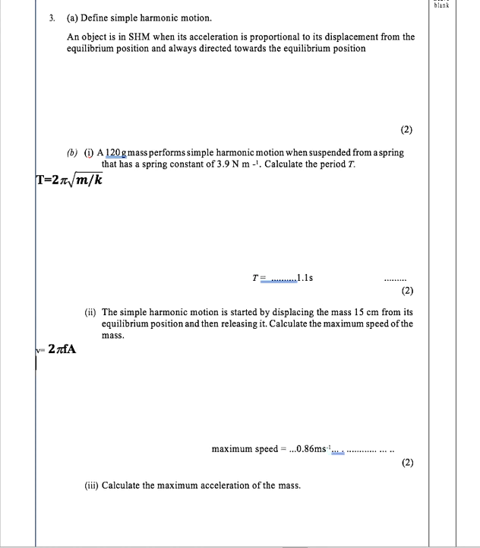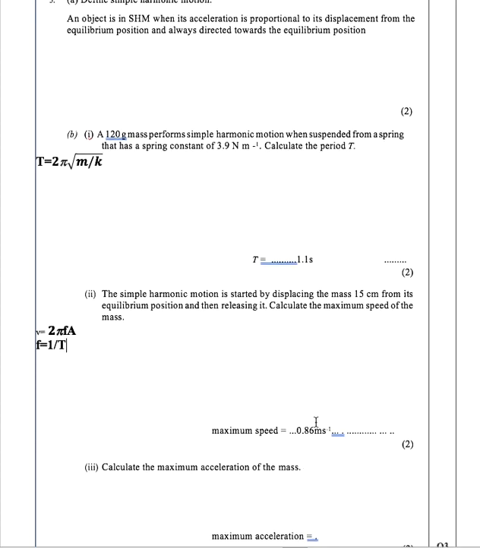Because I should have said frequency is 1 over the period. So we know the period is 1.1. 2 pi a over T then gives us maximum velocity, and that gives us 0.86.